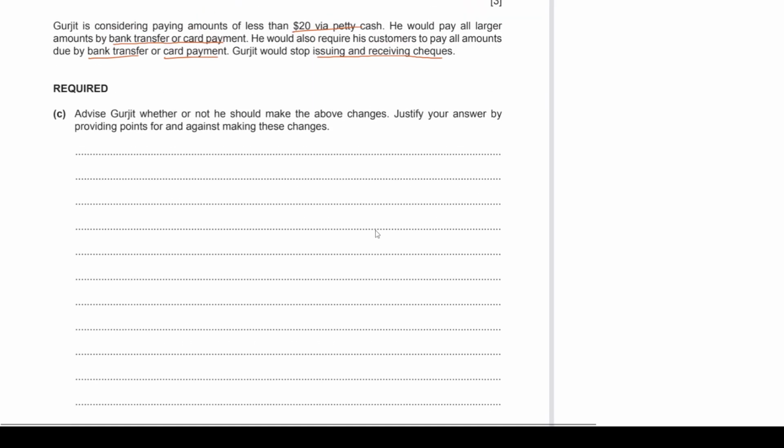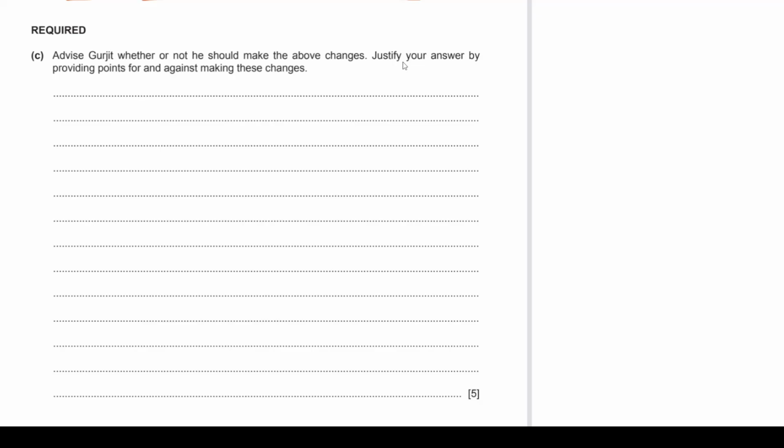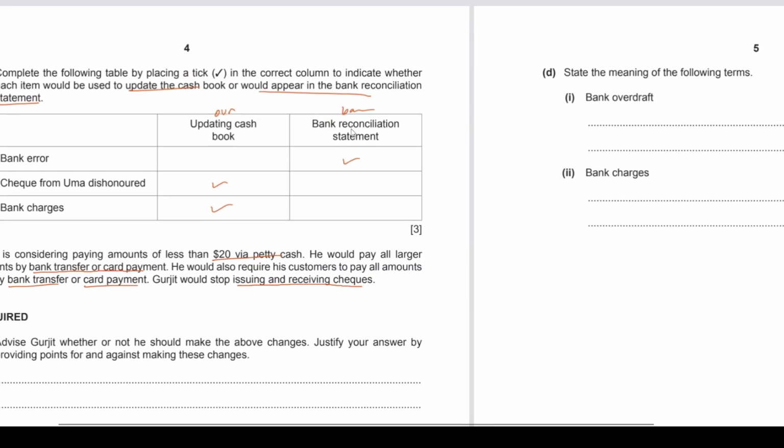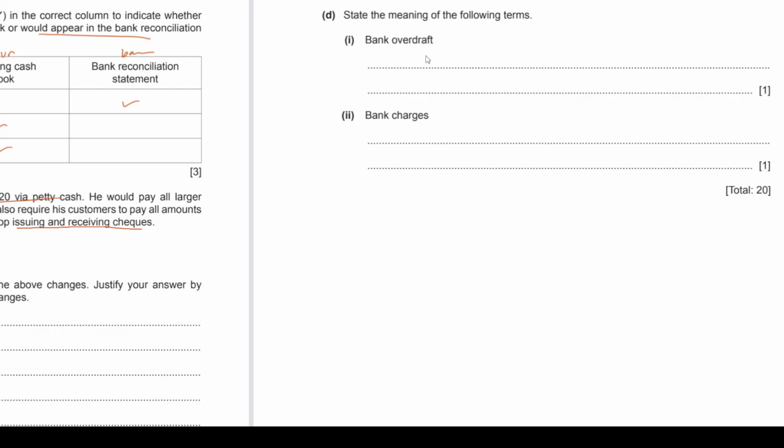And then give a conclusion. And conclusion is always based on your opinion, right? So actually, in this case, there's no need. Like, you can conclude it, give your final verdict, but you don't really have to give an opinion, right? Or do you? I mean, it's an advice, so you would have to say which option he should go for. Let's keep moving. State the meaning of the following terms: bank overdraft.